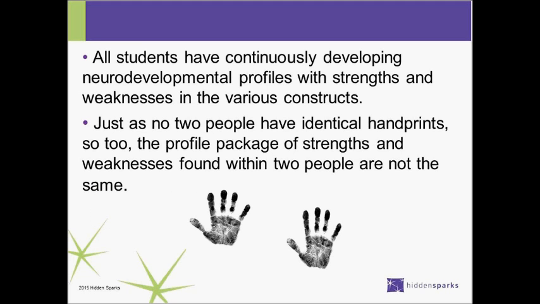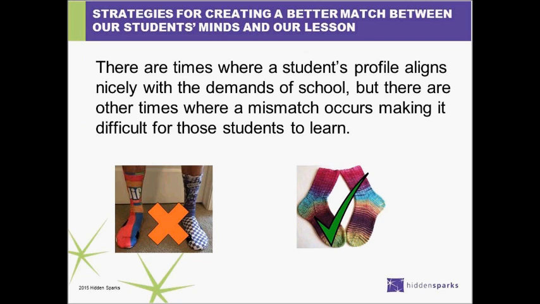All students have continuously developing neurodevelopmental profiles with strengths and weaknesses in the various constructs. Just as no two people have identical handprints, so too the profile package of strengths and weaknesses found within two people are not the same. There are times where a student's profile aligns nicely with the demands of school, but there are other times where a mismatch occurs, making it difficult for those students to learn.